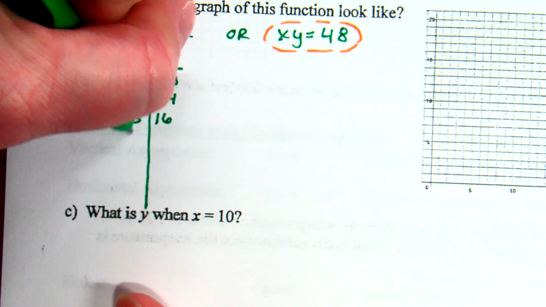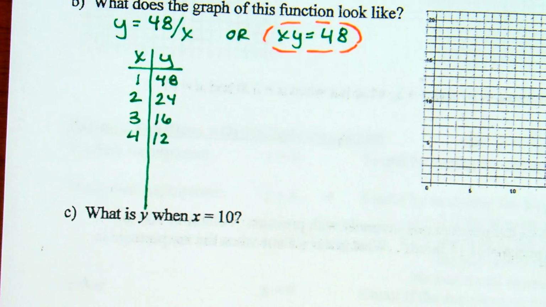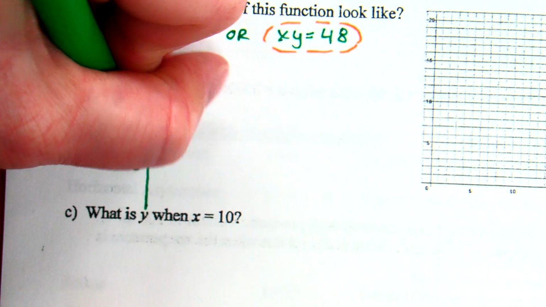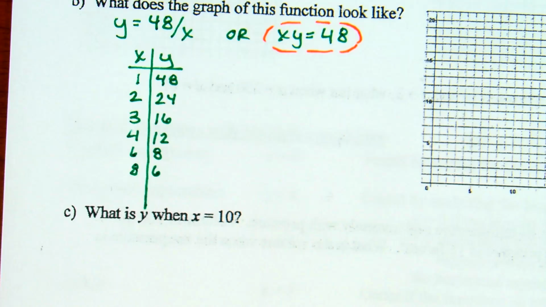I'm getting more to something I might be willing to think about graphing here. 4 times something? 4 times 12 is 48. 5? No, we don't want a decimal. 6? 6 times 8? 7? Nope, again, we're not going decimals. 8?